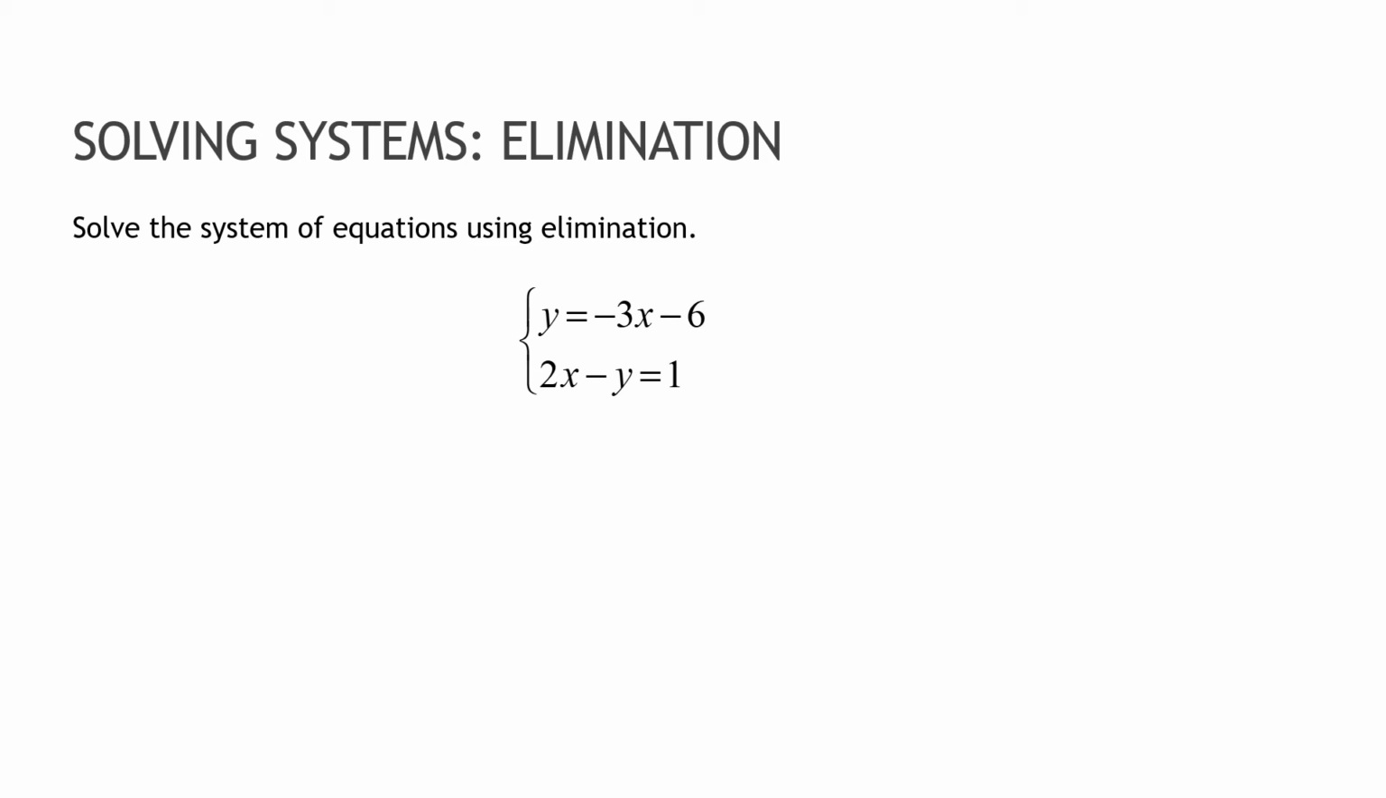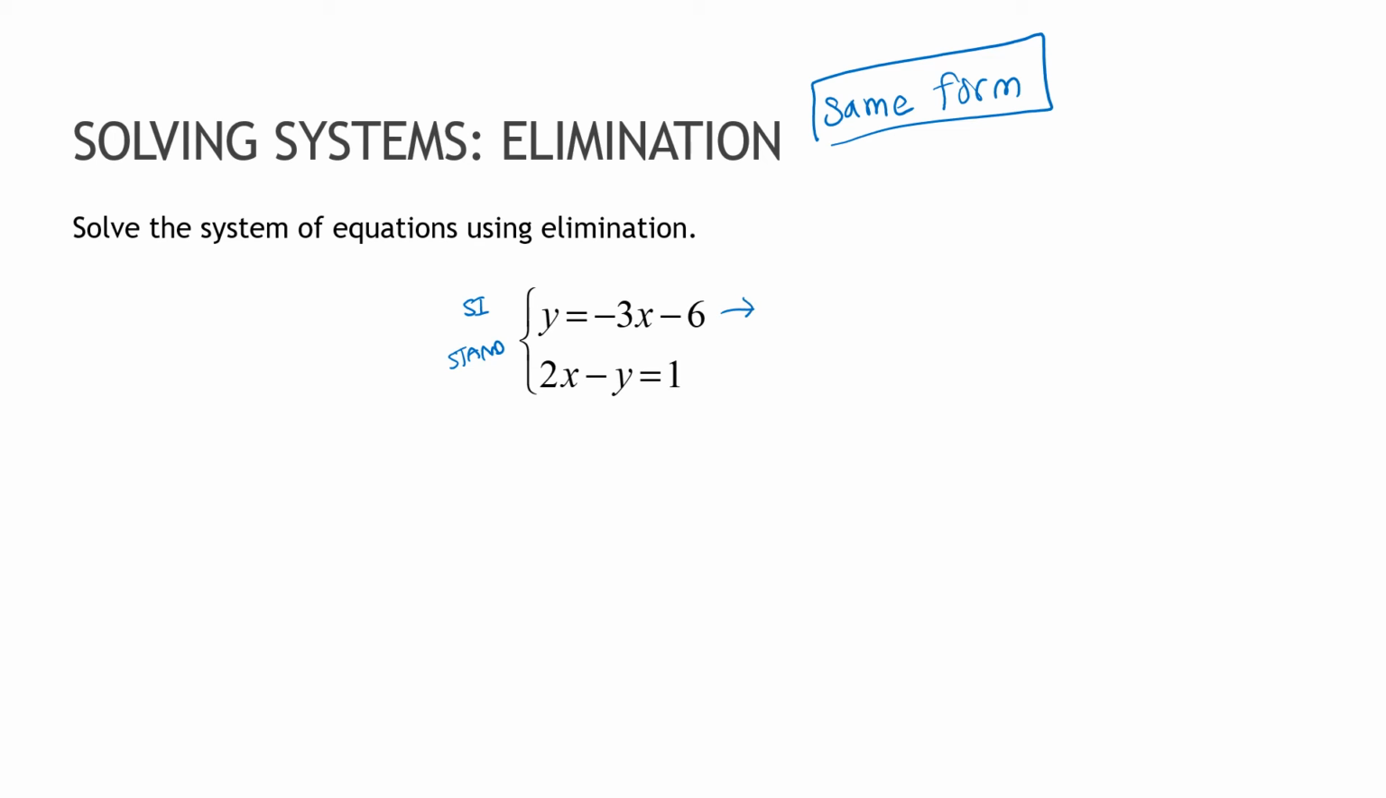So here I have a system, and they want me specifically to use elimination. And the reason I said before that I wouldn't use elimination is because I really want my equations in the same form. So if they're in the same form, elimination is easy to use. As you can see, they're not. This first guy is in slope-intercept form, and the second guy is in standard form. So what I have to do is do extra work to turn them into the same form.